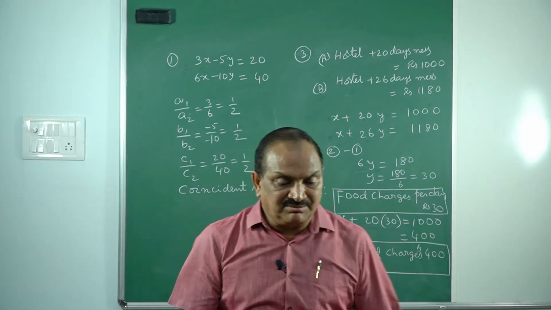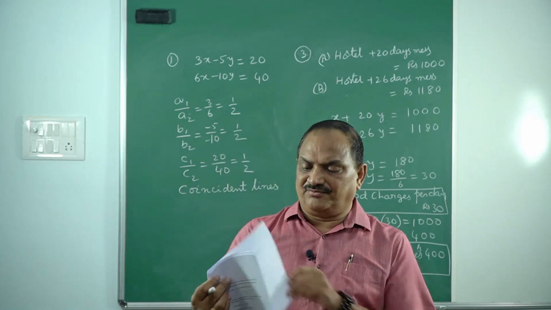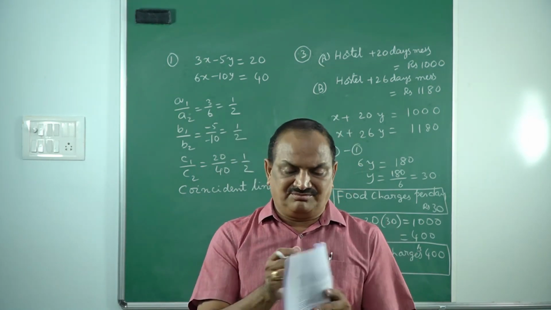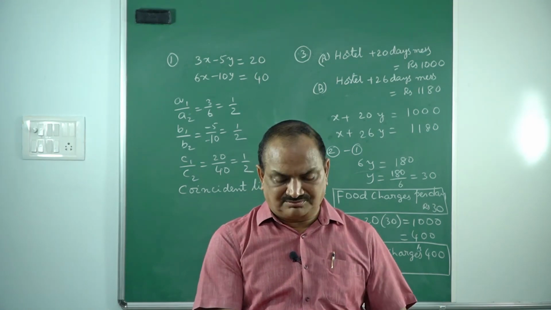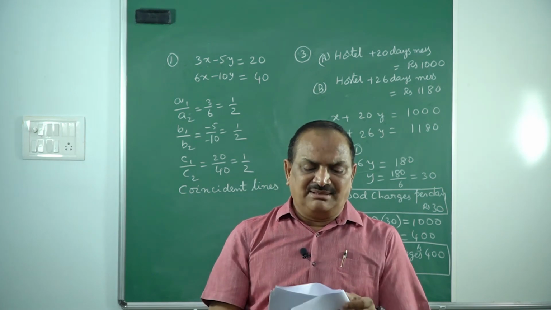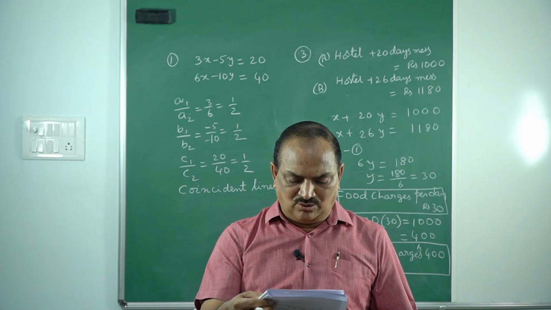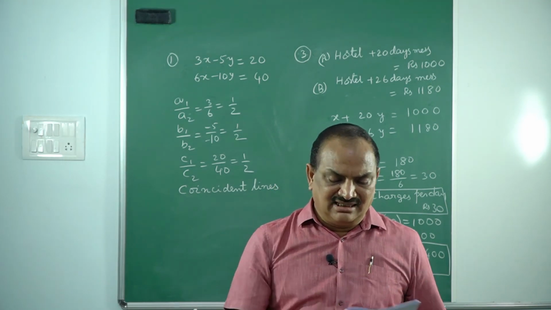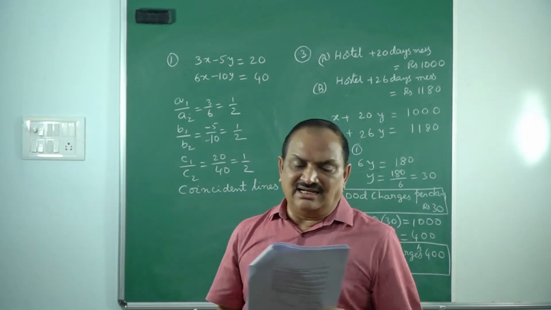Okay, and that is my exercise 3.5. And in 3.6, a small modification is there. I just do one or two problems. It's not a big deal, and there's a simple problem. The only thing is you must convert them into linear equations.